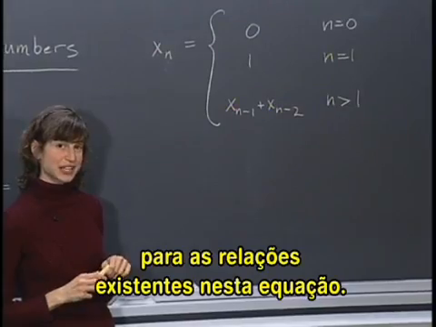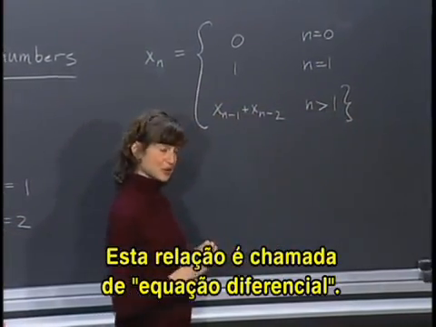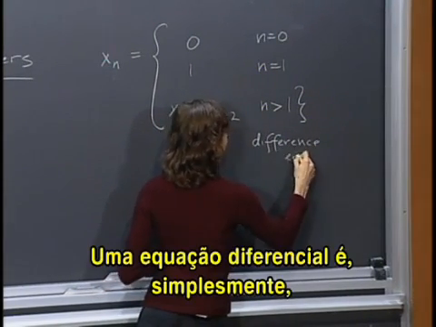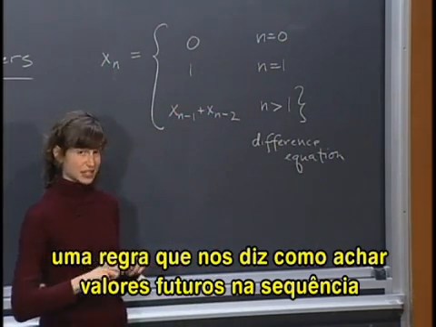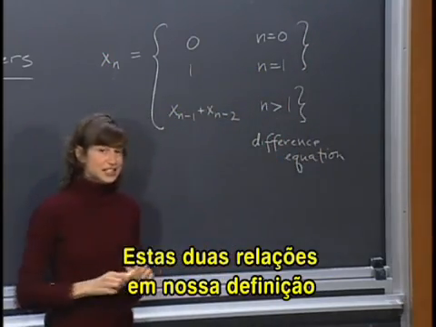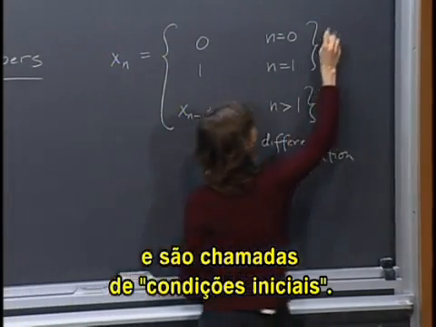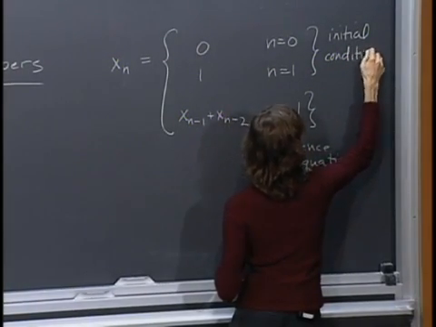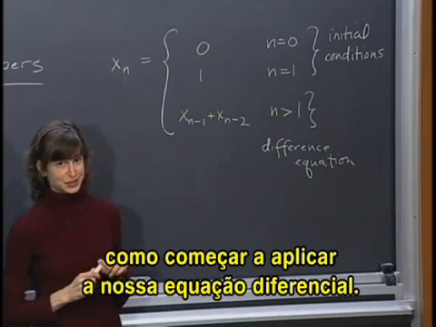We have special names for the relationships that are in this equation here. This relationship is called a difference equation. A difference equation is simply a rule that tells us how to get future items in the sequence from the items that we've already computed. These two relationships in our definition have a special name as well, and they're called initial conditions. Initial conditions tell us how to get started applying our difference equation.